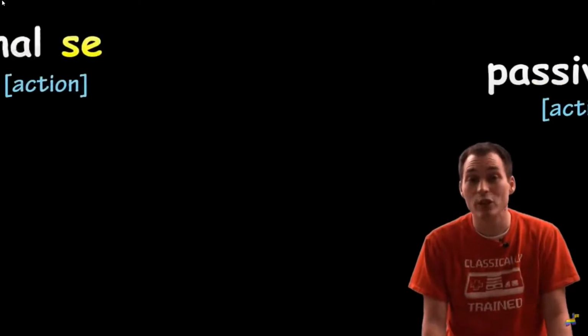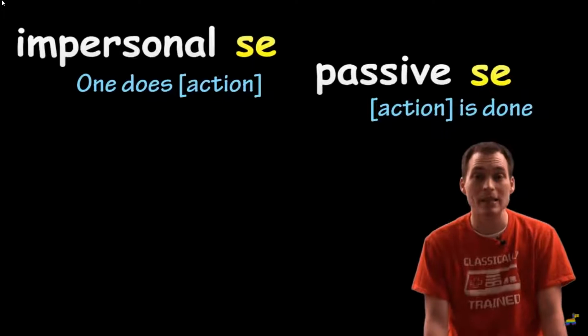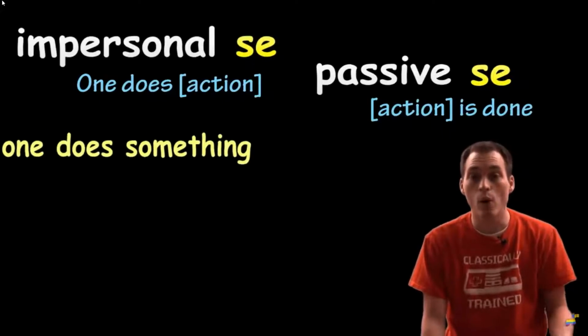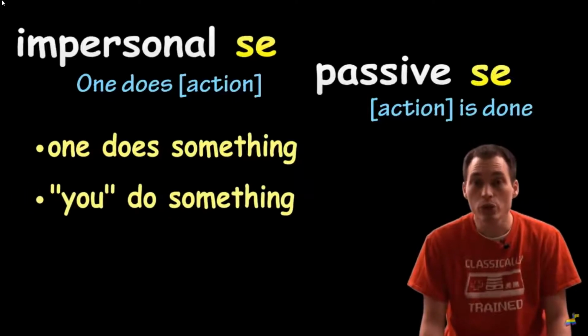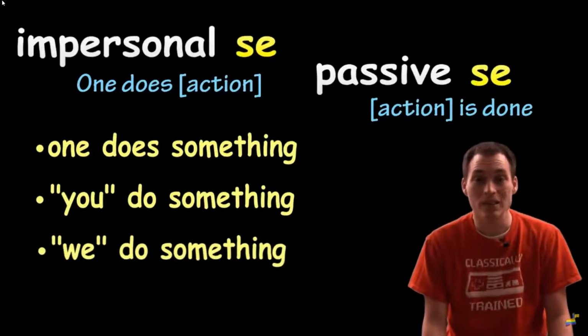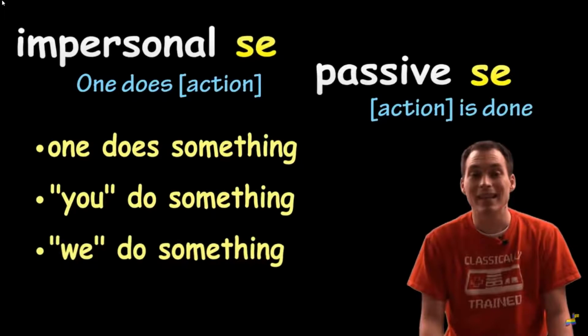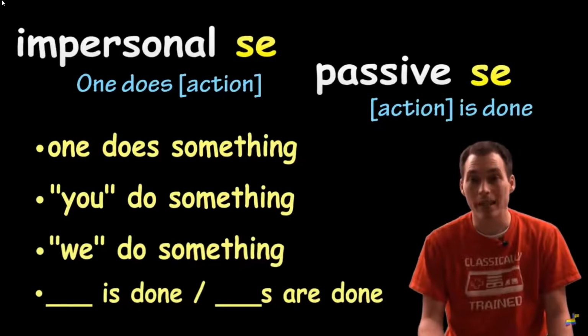And to summarize again, the uses of the impersonal se or passive se, we use it when one does something, as a person does something in general, you do something, we do something, and or something is done, or some things are done. Well, it's basically the impersonal se or the passive se in Spanish.